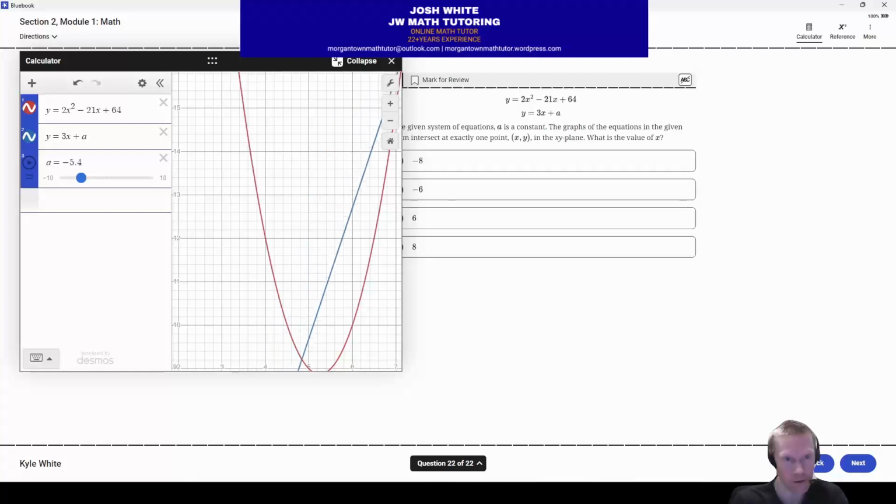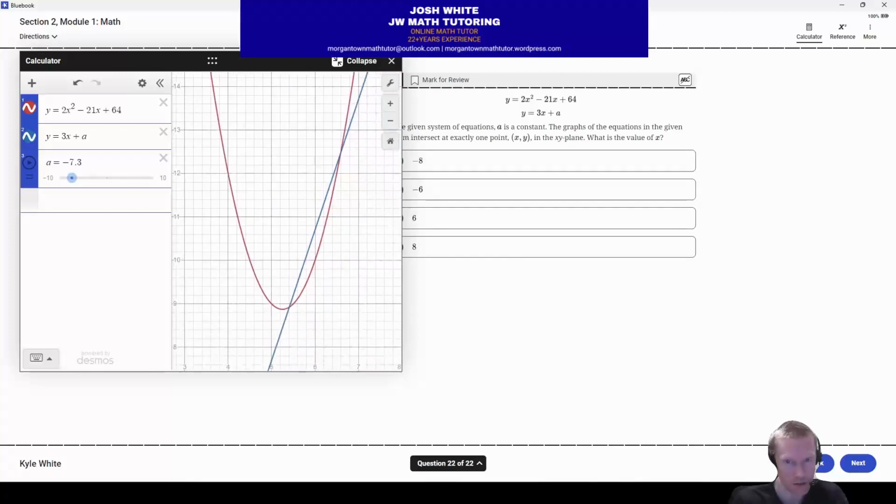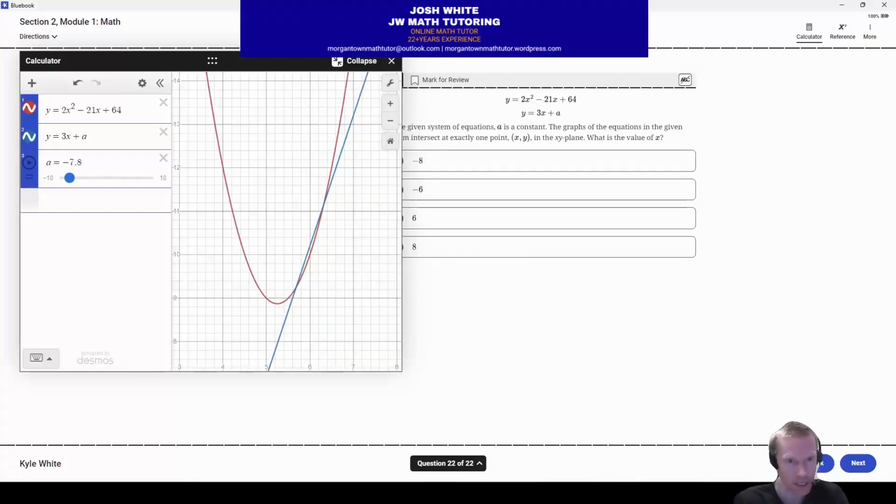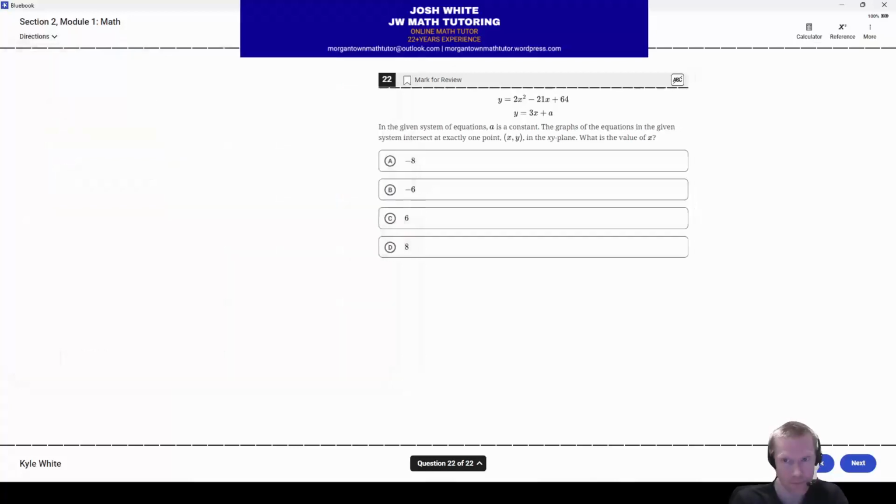So here you just have to use a slider, if you want to use the Desmos calculator, to eventually get A to the point where you can see they only intersect once, and then that just confirms that the x value of that point is 6.